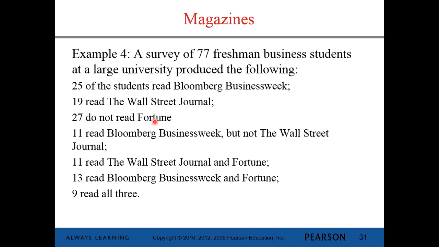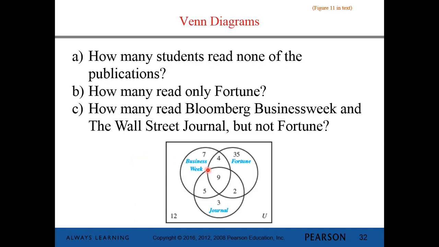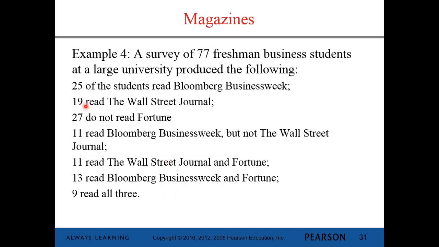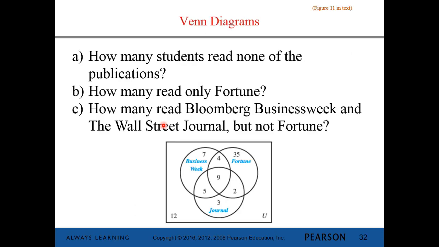So 27 do not read Fortune, and we got 11 read Bloomberg, but not the Wall Street Journal. We already did that one. So the last one is going to be this one: 27 do not read Fortune. And that's the last piece we need.